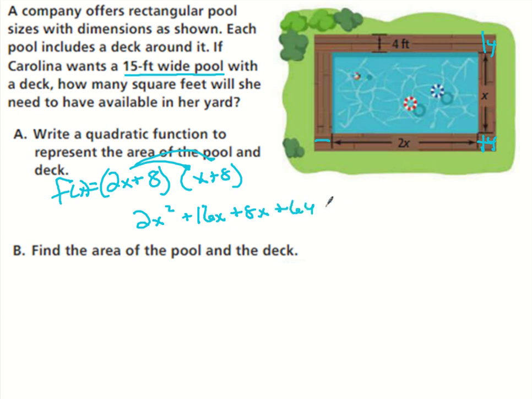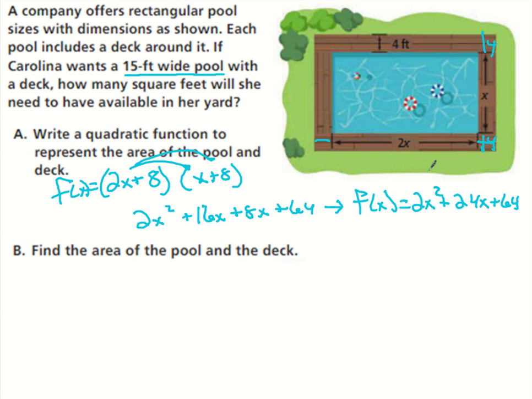So when I multiplied all of this, the quadratic function to represent the area of this pool and deck combined is 2x squared plus 24x plus 64. What I did is I found the length, I found the width, including the deck, combined those, and multiplied them, because length times width, and this is what I got.